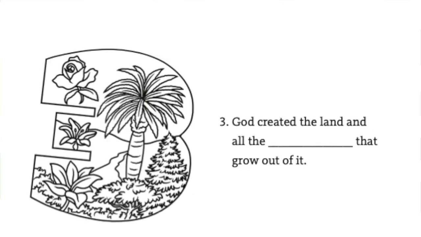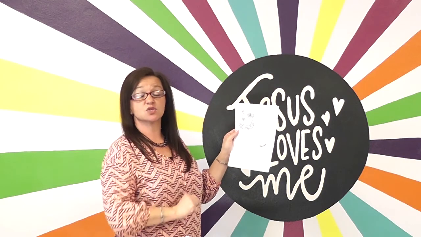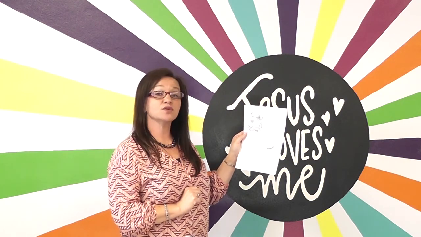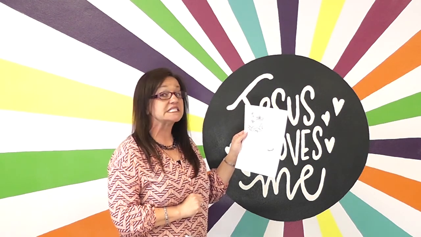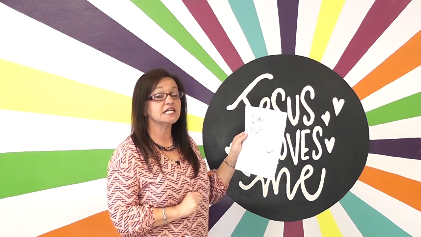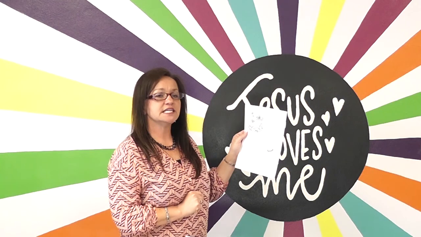It's time for us to fill in our notes for day three, so let's get those notes. It says, God created the land and all the blank that grow out of it. You can put the word plants or the word vegetation, if you like that bigger word better. If you want to write plants, it's P-L-A-N-T-S. And if you want to write vegetation, it's V-E-G-E-T-A-T-I-O-N.